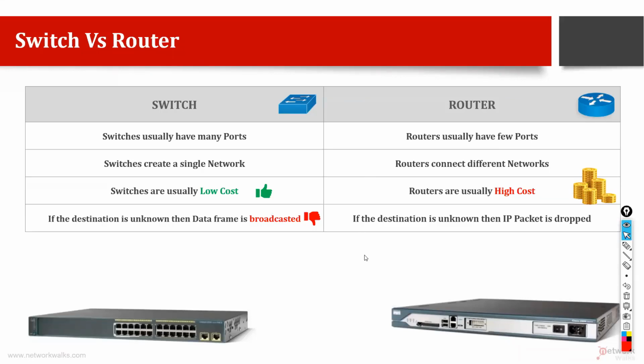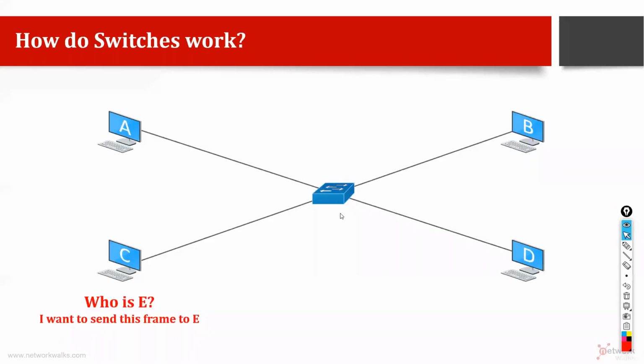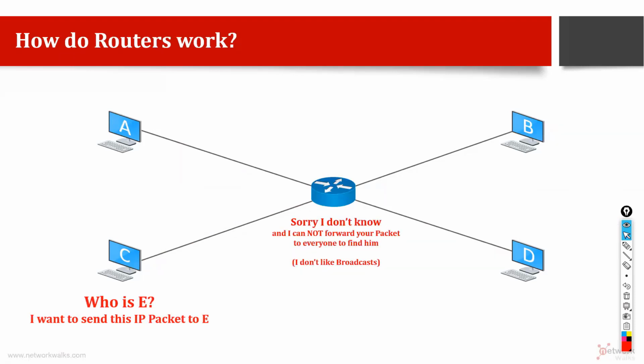Okay, so we have seen how switches and routers work. Now let's do it again one more time. Switches, what do they do? When a switch receives data from one of the computers in the network, it forwards it to everyone in the network, right? And what does a router do? When it receives an unknown IP packet, it drops the packet because it works on IP addresses. It does not like broadcasts.